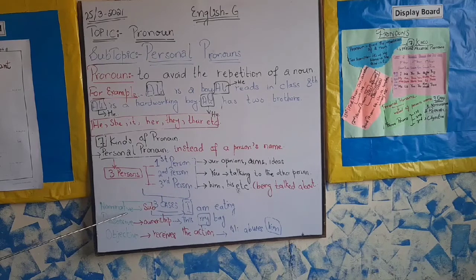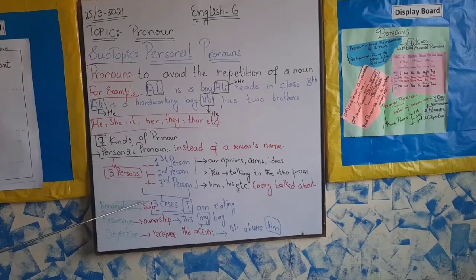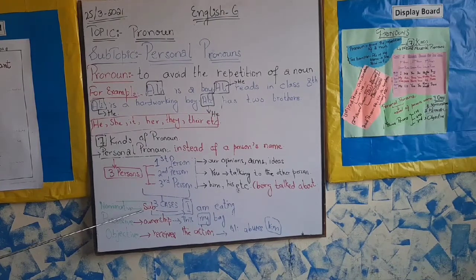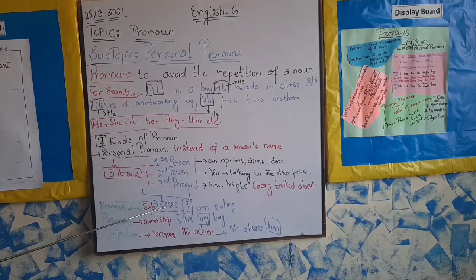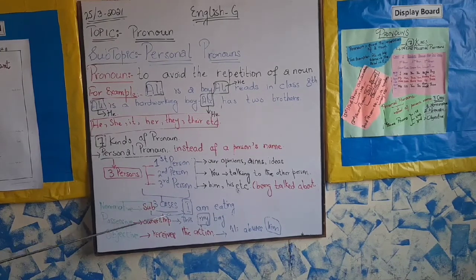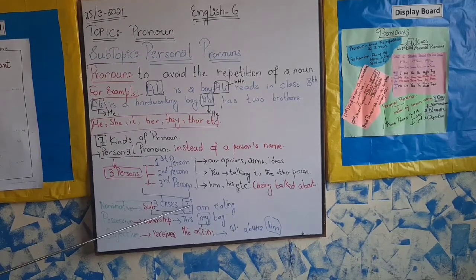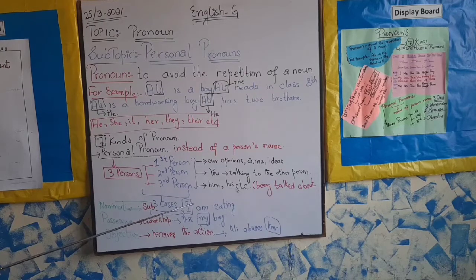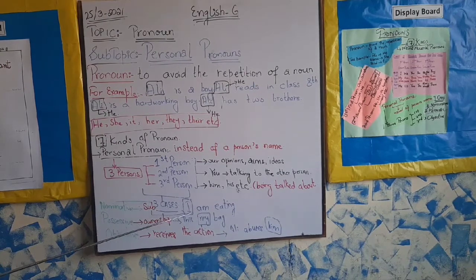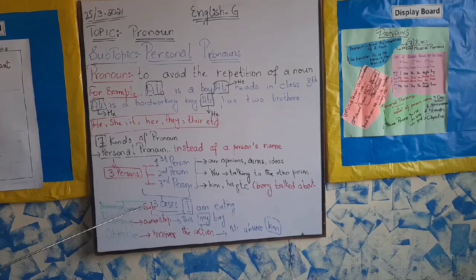Nominative case. In the nominative case, the pronouns act like a subject in a sentence. It performs an action. So it is known as nominative case when the pronouns act like a subject in a sentence and perform an action. As I said, I am eating, I am working, I am studying, or he is writing. So he, I is the subject performing or acting like a subject. He is performing an action.